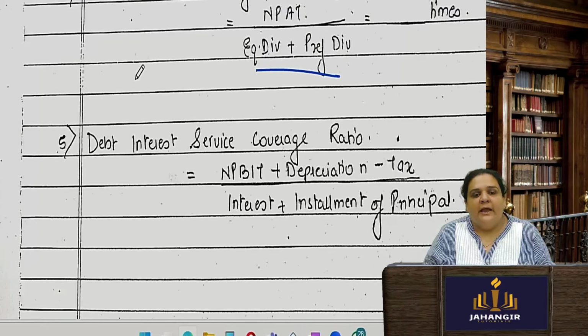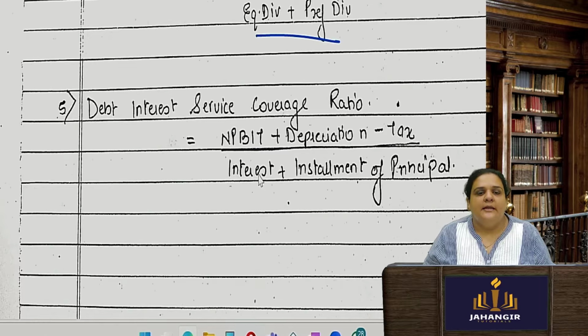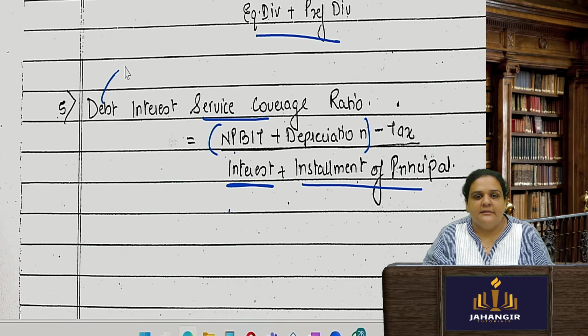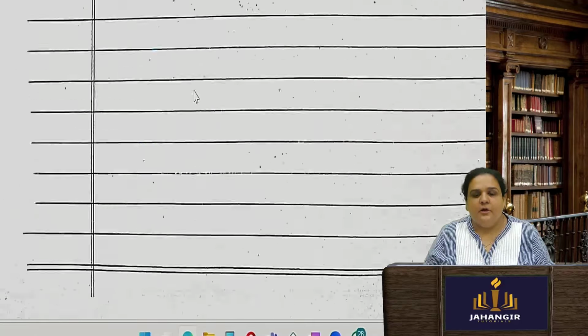Okay, and debt service coverage ratio. So here your NPBIT plus your non-cash expense, which is depreciation, it actually does not have cash moving out, minus your tax. After you add depreciation, then remove the tax, whatever profit you get, divide that upon your interest plus installment of your principal amount, debt service. Okay, so this is it with your ratios.